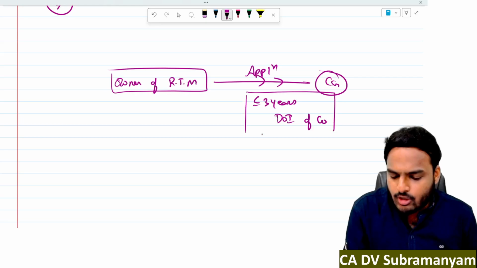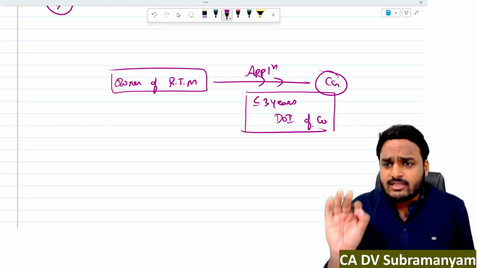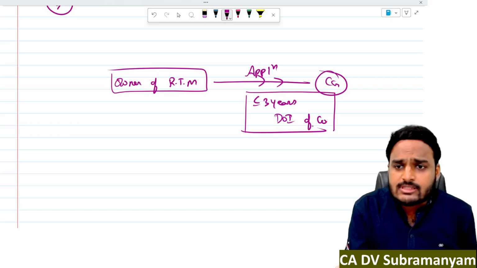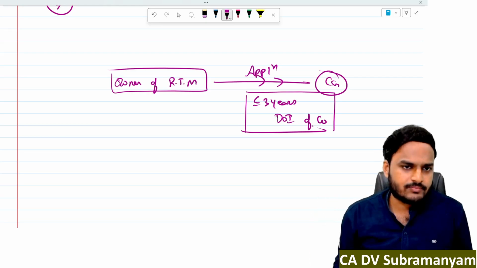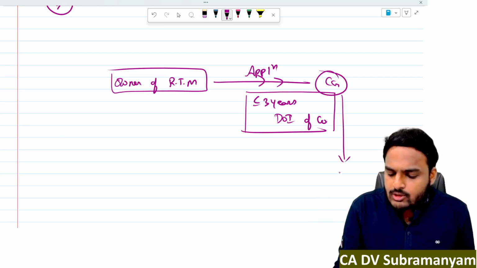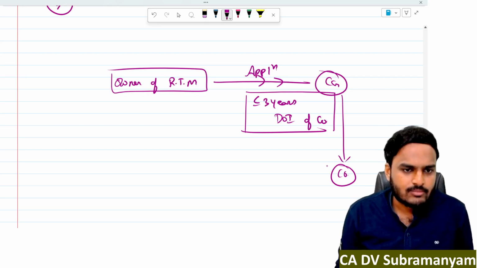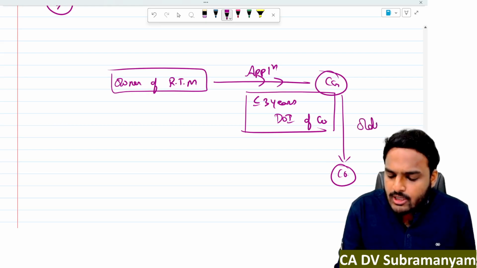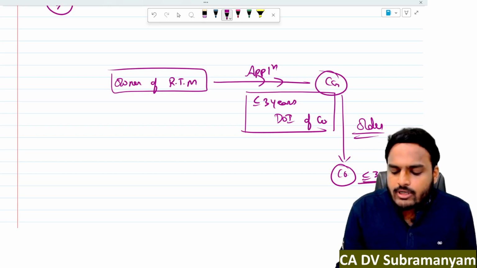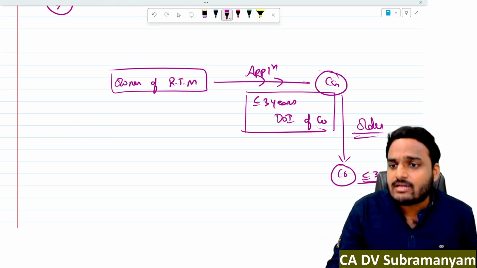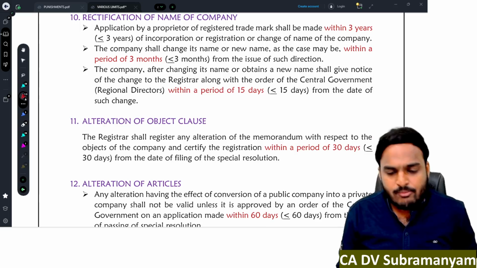When the company got incorporated, from that date 3 years' time is given to the owner of the registered trademark to file an application with the central government regarding infringement of trademark. Now the central government will issue an order to the company, yes, come on, rectify your name. Company has to comply with this order within 3 months. Within 3 months from the date of order, the company has to comply with the direction of the central government. You all getting my point, students?